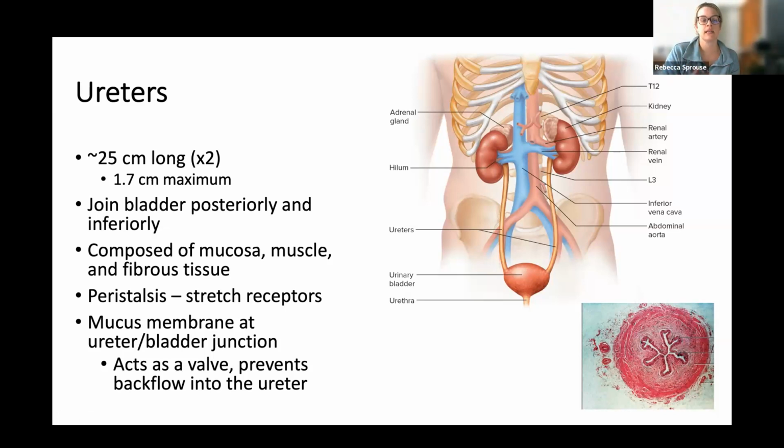Well, it doesn't. There's a little flap of tissue there where that ureter meets the bladder and it acts as a valve. So that valve opens to let urine into the bladder, but then that valve will close. And so urine cannot go back out of the bladder and backflow into the ureter.